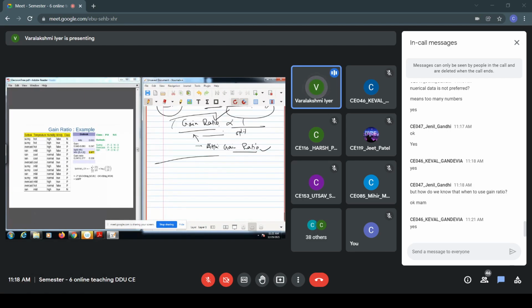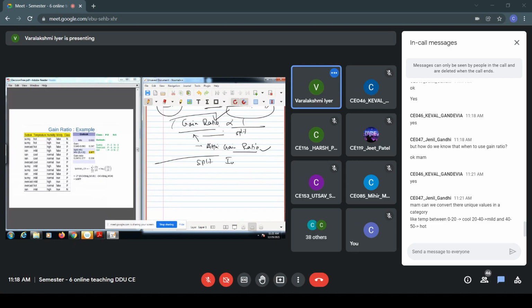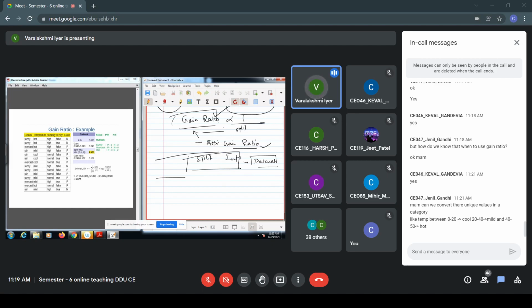So for example, let us calculate the split information. Whenever you are dealing with your calculation, means you are creating your own data set while performing the practical, maybe you can try this. One method is that you categorize 0 to 20 as cool, and 20 to 40 as mild. Maybe that is one of the methods that you can do.